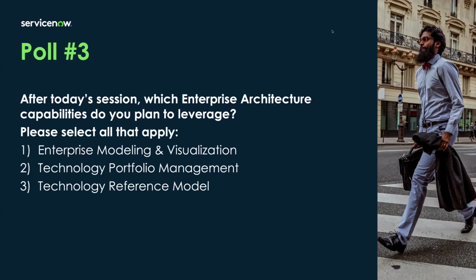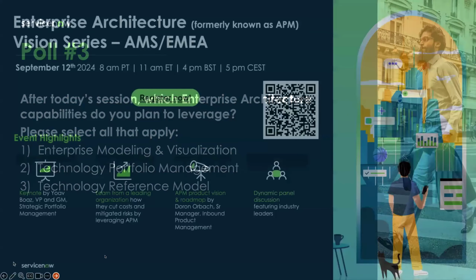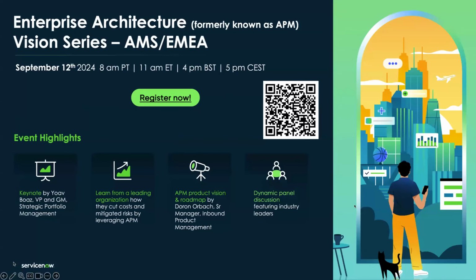Just a quick note, I would say. Sure. So you've seen me share our enterprise modeling and visualization, but there are tons of other capabilities within our enterprise architecture product. If you're interested in learning more and looking at an in-depth demo and understanding our roadmap, we have a session coming up in September called our Enterprise Architecture Vision Series. If you're interested in learning more, please sign up and attend the event.